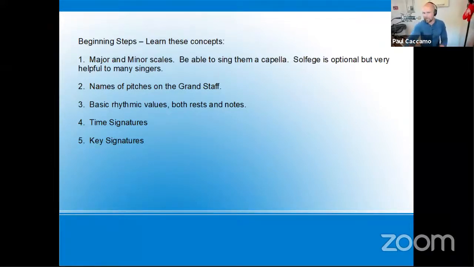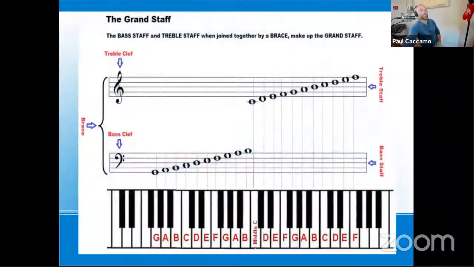And so that you can see the rest of this, you need to know the names of the pitches on the staff, basic rhythmic values, time signatures, and key signatures. We're going to touch on all of these. And again, I realize for most of you, this is probably very much review and maybe even a little dull. I'll try and spice it up for you a bit. Here we go. So here's the grand staff.